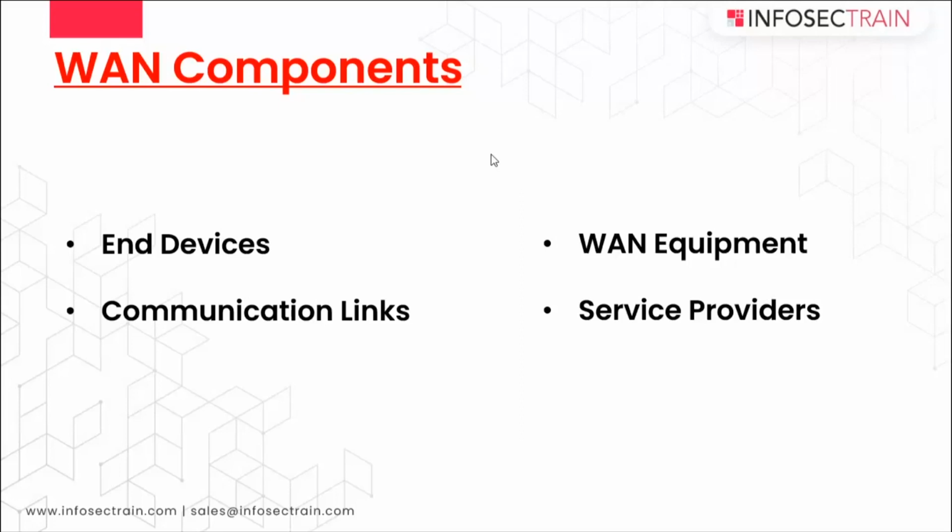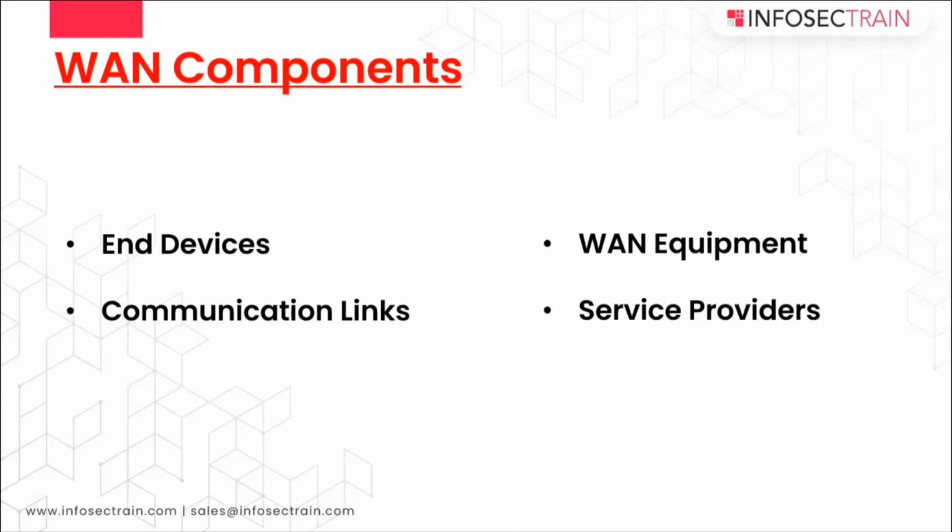So talking about WAN components, majorly in WAN, you will see four major components. The one will be end devices, the one will be communication link, the one will be the equipment of WAN, and the one will be basically service providers, right? So let me explain all of them so that when we talk a bit more in detail, you should know that when I am saying end devices, what is an end device, and when I'm saying WAN equipment, what is WAN equipment? You should be basically aware of that particular part.